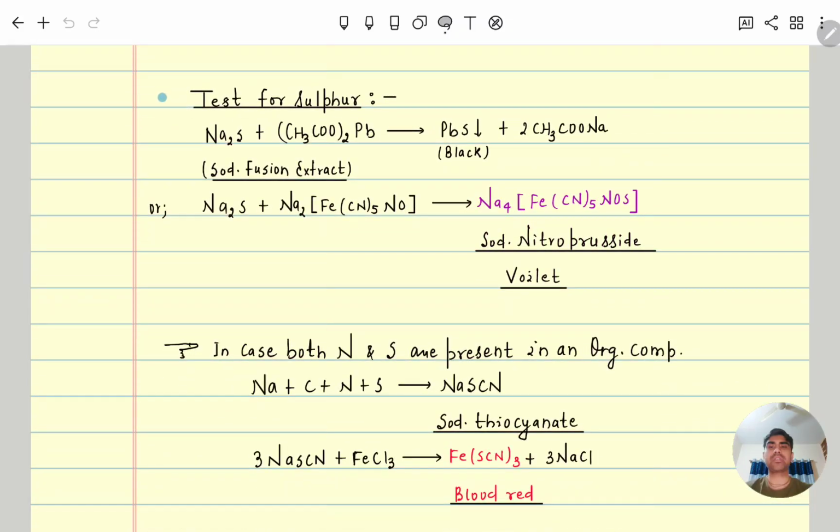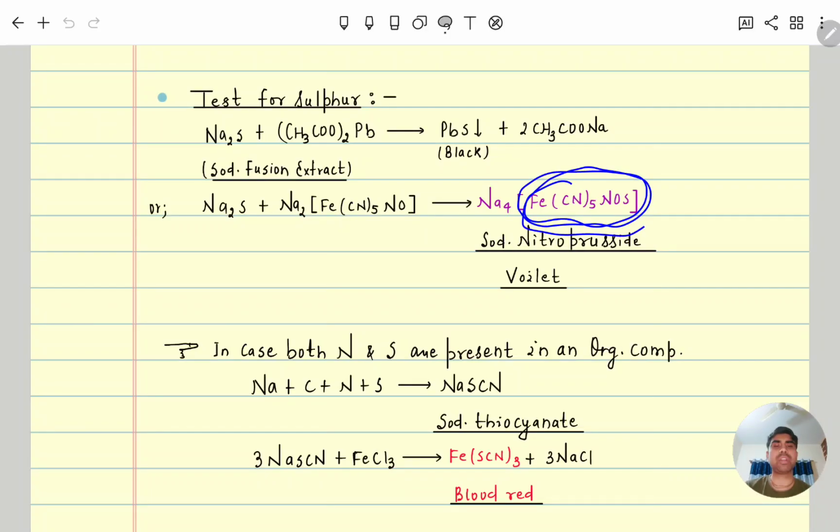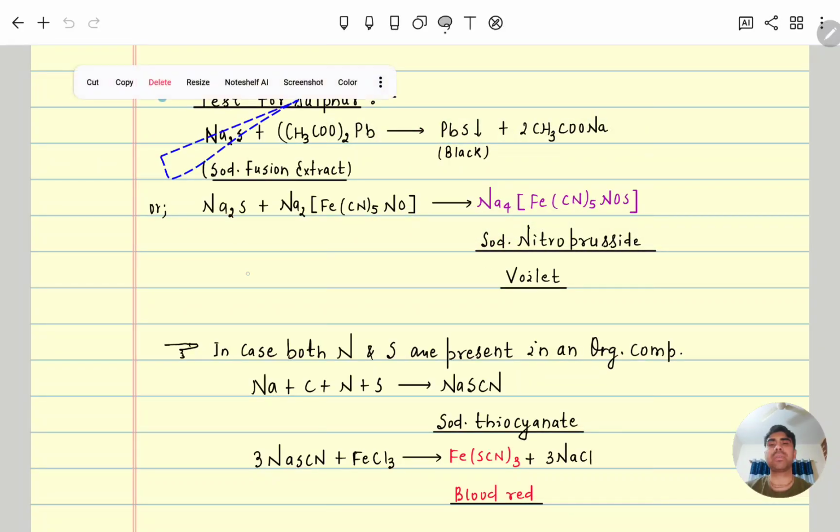Coming to the next, detection of sulfur. In detection of sulfur, we will react with lead acetate, or we will react with Na2[Fe(CN)5NO]. If we react Na2S in the sodium fusion extract with lead acetate, it will form a black precipitate, PbS. And if we react with sodium nitroprusside, Na2[Fe(CN)5NO], it will form Na4[Fe(CN)5NOS], and its color is violet. So by these two we can detect sulfur.